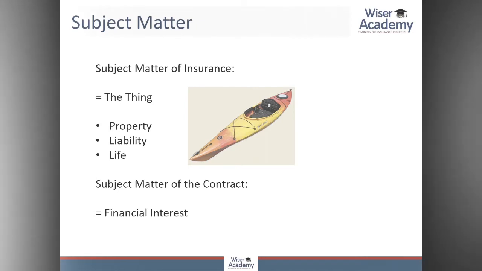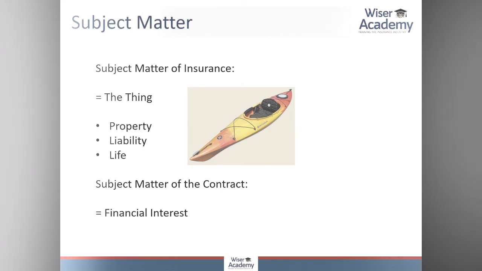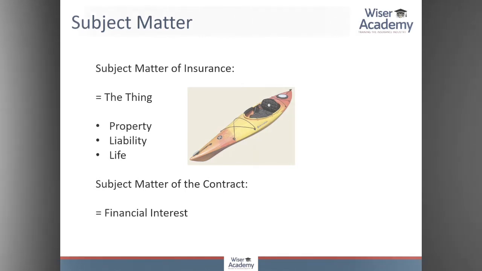So when we talk about the subject matter, that's what we're talking about. A very simplistic way to think about it is the thing you're insuring. Now, you might sometimes hear them use the term subject matter of the contract, and that's more relating to the financial interest you have in something. So a bit like if you were insuring a property that has a mortgage on it, there's a financial interest in the mortgage itself, but also in the bricks and mortar. So that's the first one.